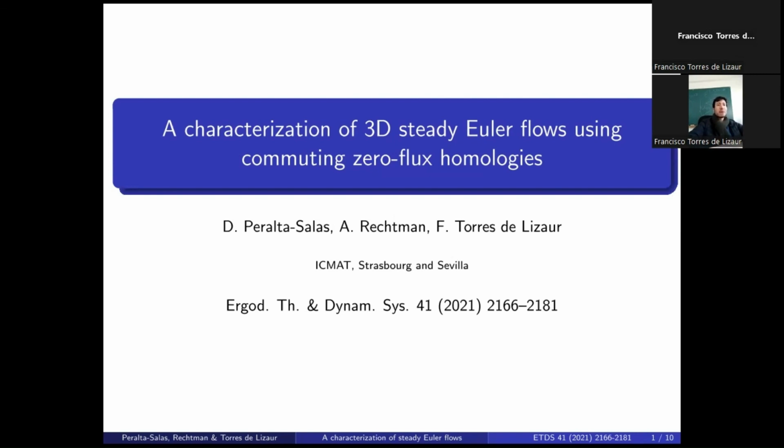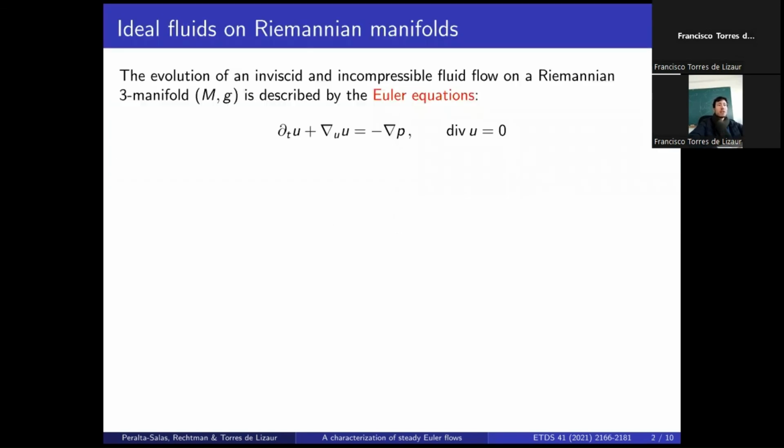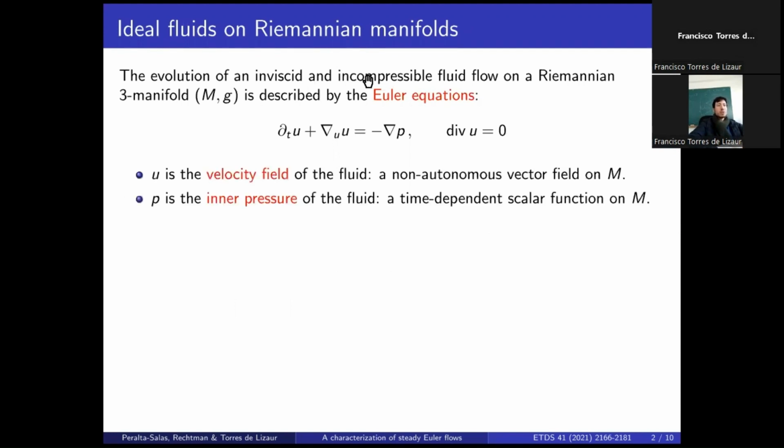So let me begin by explaining what a steady Euler flow is. We have a fluid in a Riemannian 3-manifold. This fluid is inviscid, meaning it has no viscosity, and incompressible, meaning that the density is constant, and we take it to be equal to 1. The motion of this fluid is described by the Euler equations, which appear here.